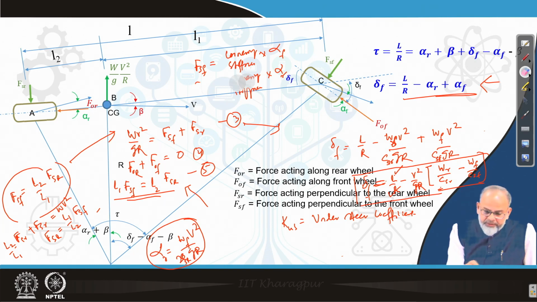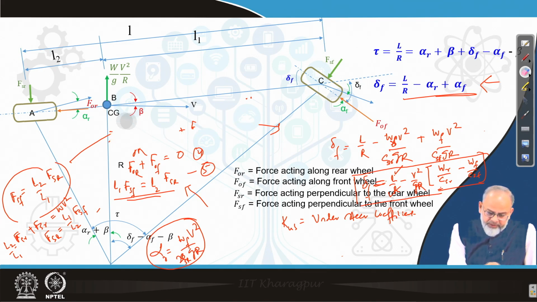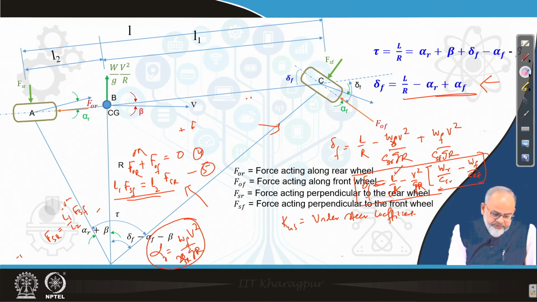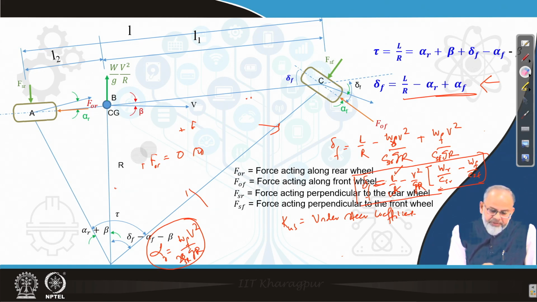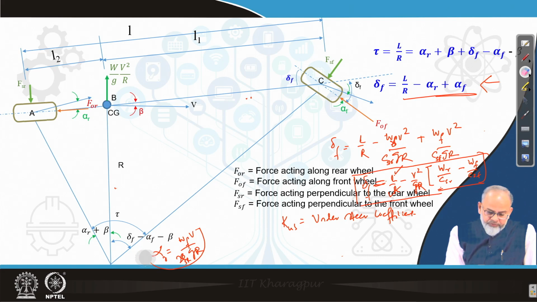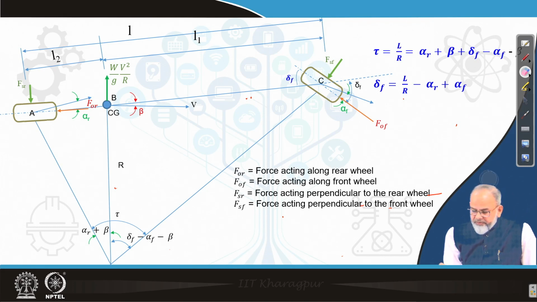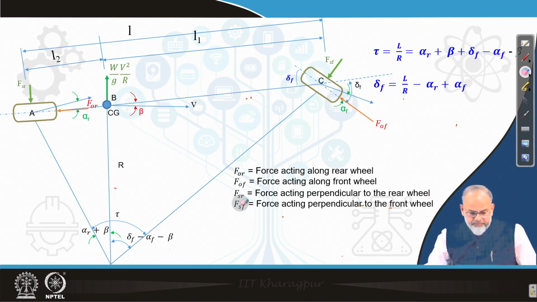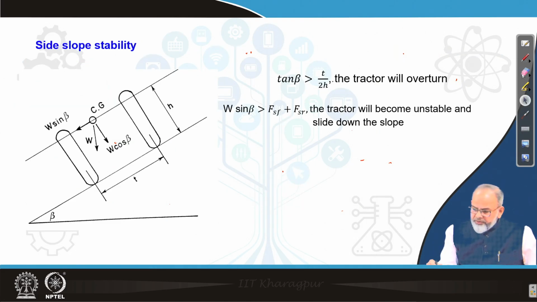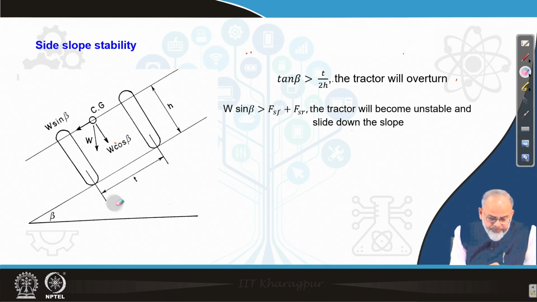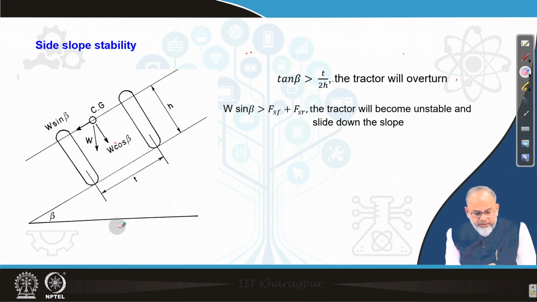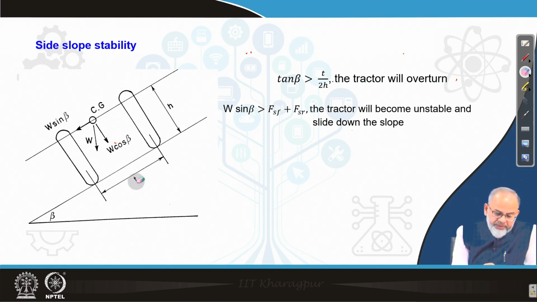Now, I will show you another handling behavior, which is nothing but how the tractor is behaving, or what is the stability of the tractor while moving on a side slope. So, we will discuss side slope stability now. The vehicle is moving across a slope, the slope of the surface is beta from the horizontal, and the wheel has a track width T, and the CG height is h from the ground level.